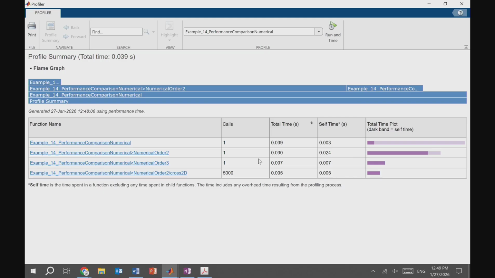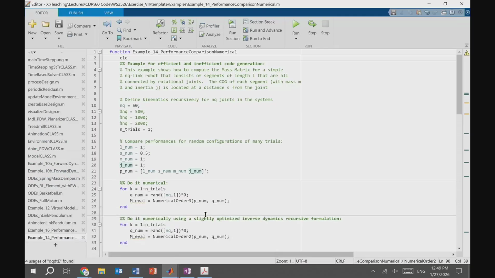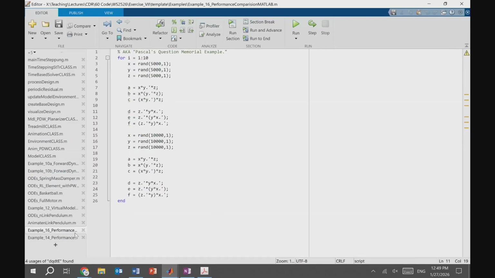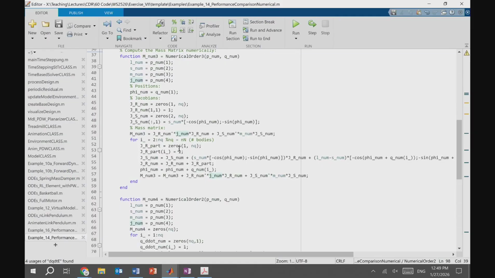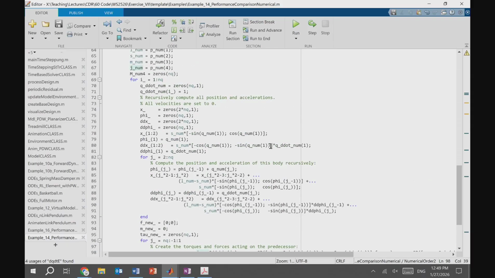Why is that? There's 2 answers to this. Answer 1 is because we didn't pick n large enough. And answer 2 is because there's something inherently better in this than that. And that has to do a lot with MATLAB. The fact that MATLAB is a scripting language, so everything that I write here is evaluated line by line and has a lot of overhead.